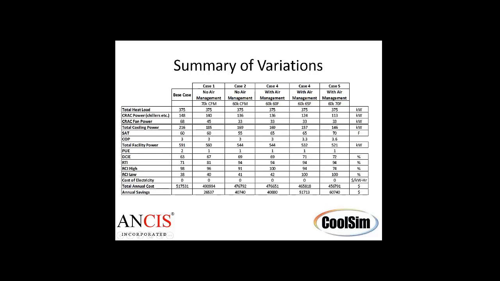RTI, DCIE is 71, RTI 94, 94. We came up on RCI low, we got out of the cold, which gives our equipment longer life and reduces its energy consumption. And with those implementations, we are estimated to save about 10% per year. Again, these numbers are estimates, but you can say clearly, based on our base case, 10% is going to be easy to get.